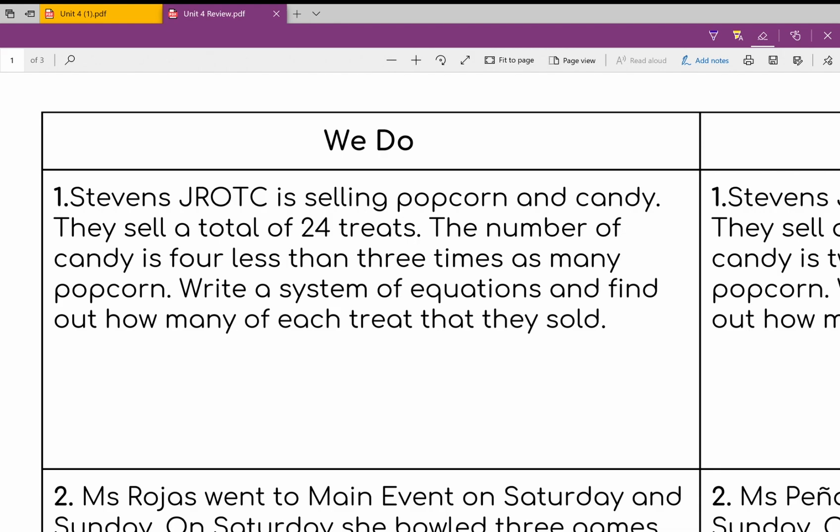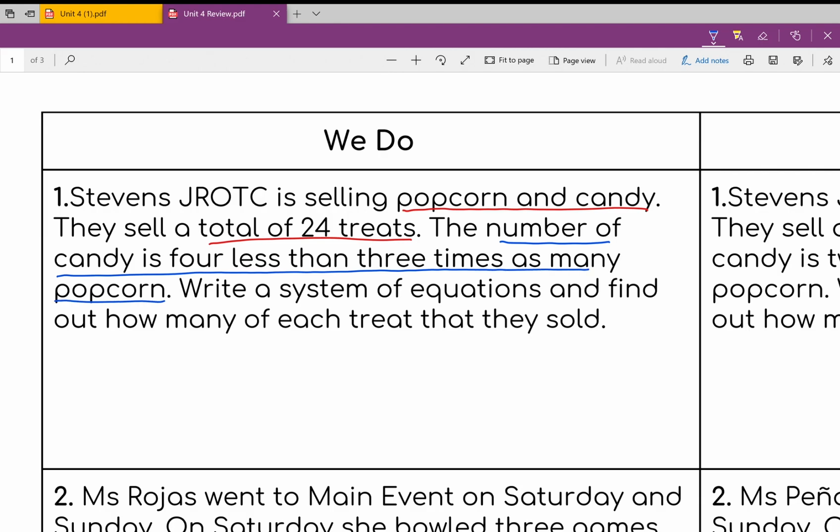So in order to solve this, we're going to underline the two important sentences that tell us where our equations are. The first sentence we're going to underline is right here where it says popcorn and candy a total of 24 treats. That's going to give us our first equation. The next part that's going to give us our next equation is the number of candy is 4 less than 3 times as many popcorn.